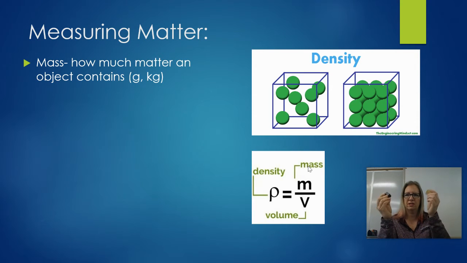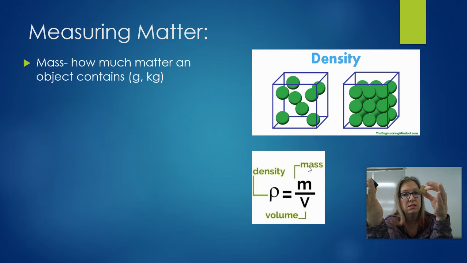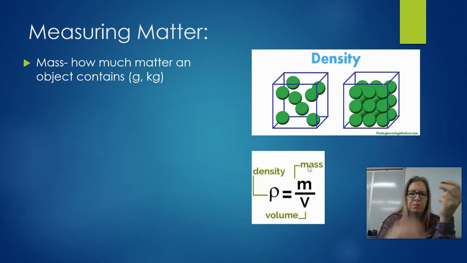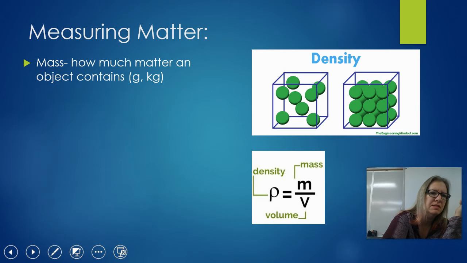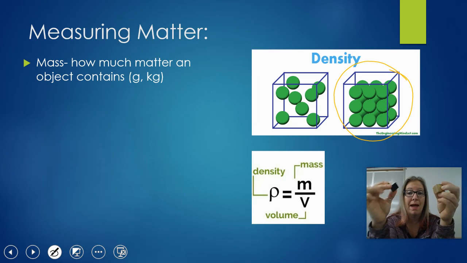I've got two objects here, same size. One is clearly heavier than the other. Since they're the same size, that means the heavier one has more material crammed together, which is going to lead us into talking about density. You can see in that picture that there are more particles of matter in this one. So we would say that this one is more massive.